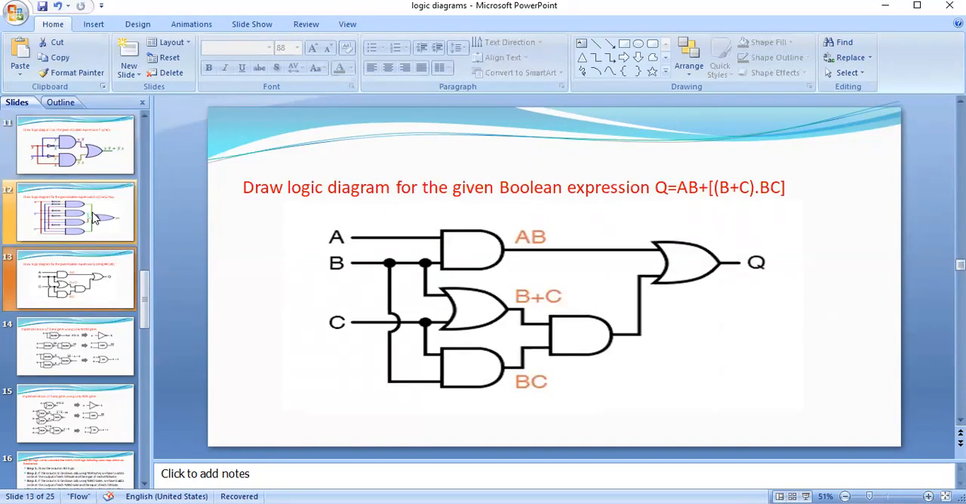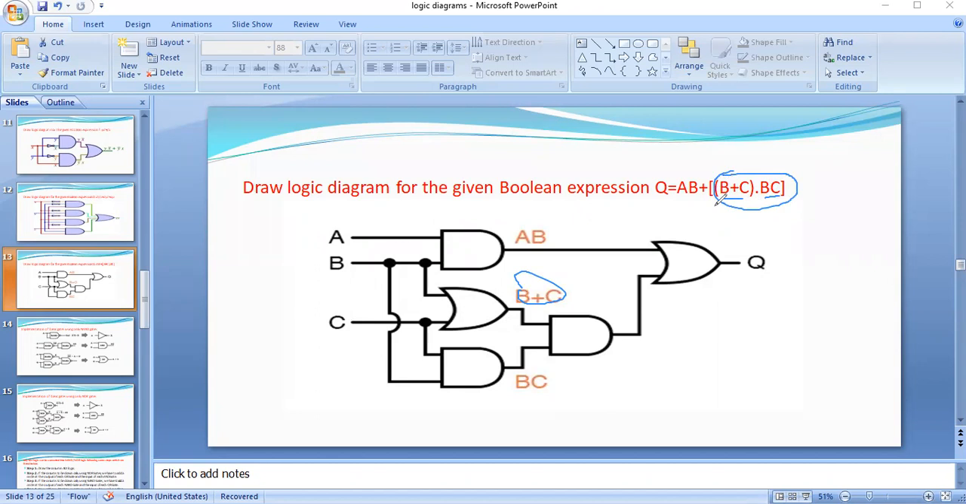First, you have to draw the diagram within the brackets. I'm taking B plus C first. Here is B, and the other input is C, so the output is B plus C. After that, I'm taking BC. For this BC, we need an AND gate. After that, you give these two terms to the dotted operation, which means an AND gate. The AND gate means these two terms are treated as one term.